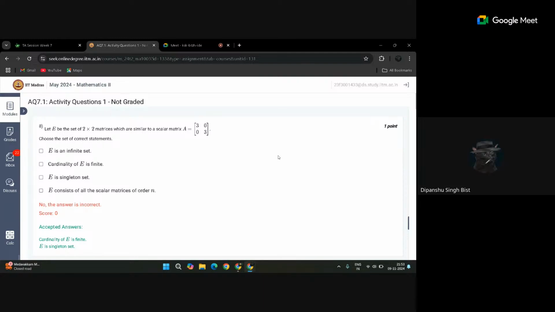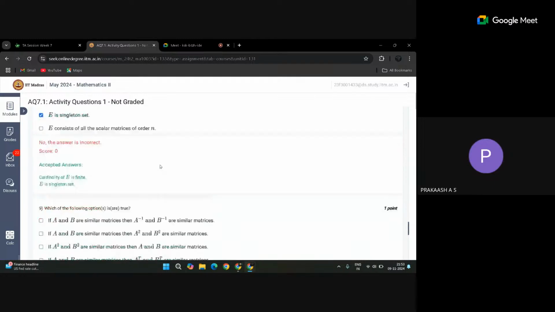Let E be the set of 2 cross 2 matrices which are similar to the scalar matrix, this. So E will have only one element, that is going to be the matrix itself. So E is a singleton set, and it has finite cardinality. Cardinality means number of elements. So if it has only one element, its cardinality is 1, which is a finite number. Okay, any doubts here?